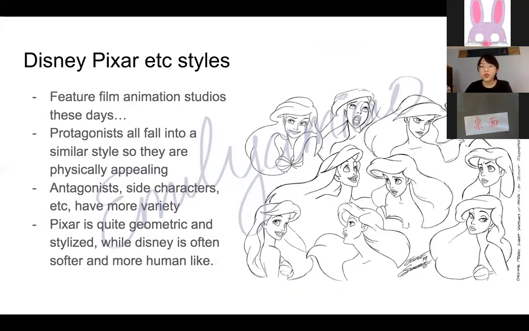So for feature animation studios, feature films means full-length films. Generally, they produce big movies, over an hour to 2 hours long. That's called a feature animation film. And then feature film animation studios these days, the protagonists, honestly, generally all fall into a similar style, especially for Disney. They all fall into generally a similar kind of character model and design. So they're physically appealing. Again, it's the same reason. You want your characters to look pretty in order for you to like them. It's sad, but it's true.